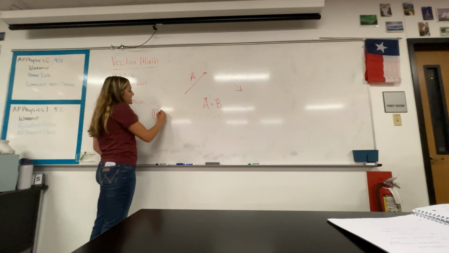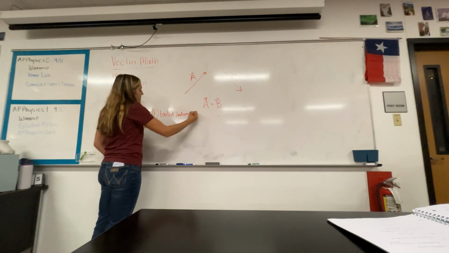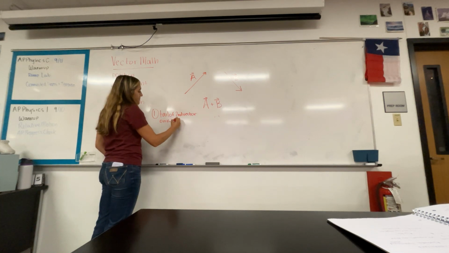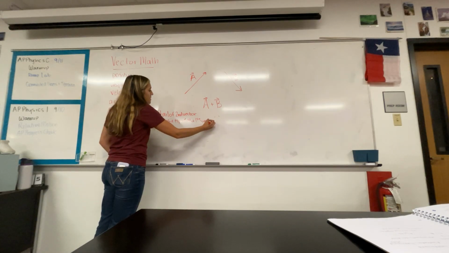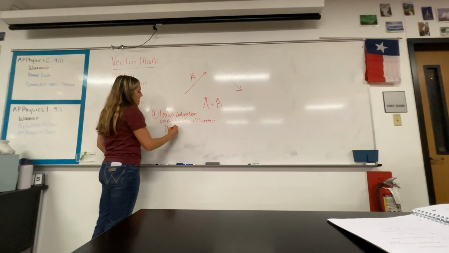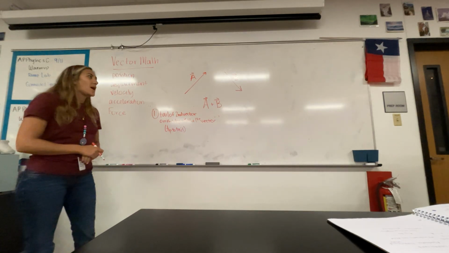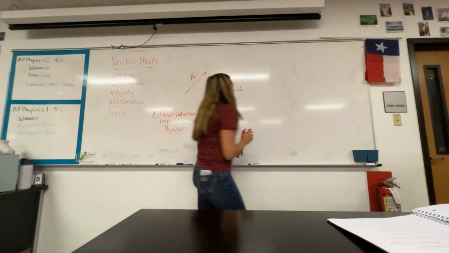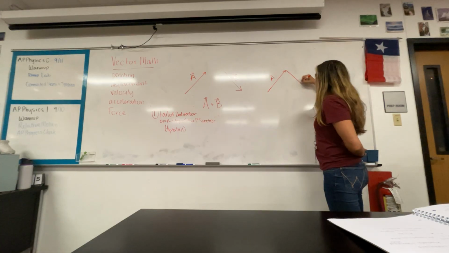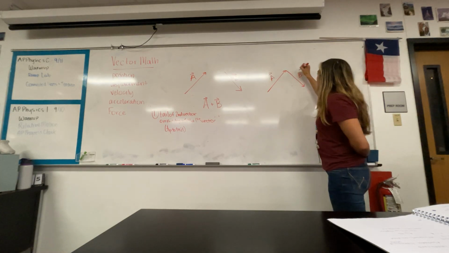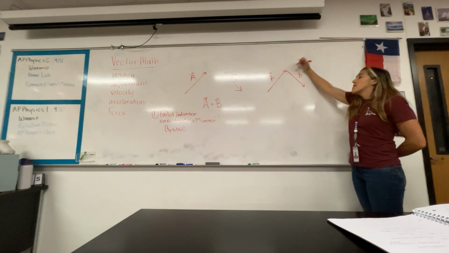So when we're doing a vector addition, you always want to remember two things. First, you put the tail of the second vector on the tip of the first vector. That's how we add them together. We call it tip to tail. So if I have A and B here and I want to add them together, I'm going to sketch this over here. So I put the tip of the first vector to the tail of the second vector.